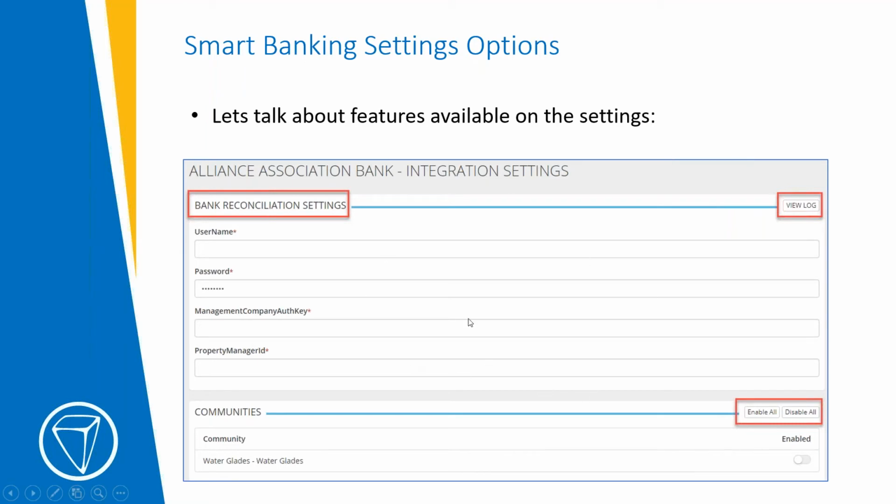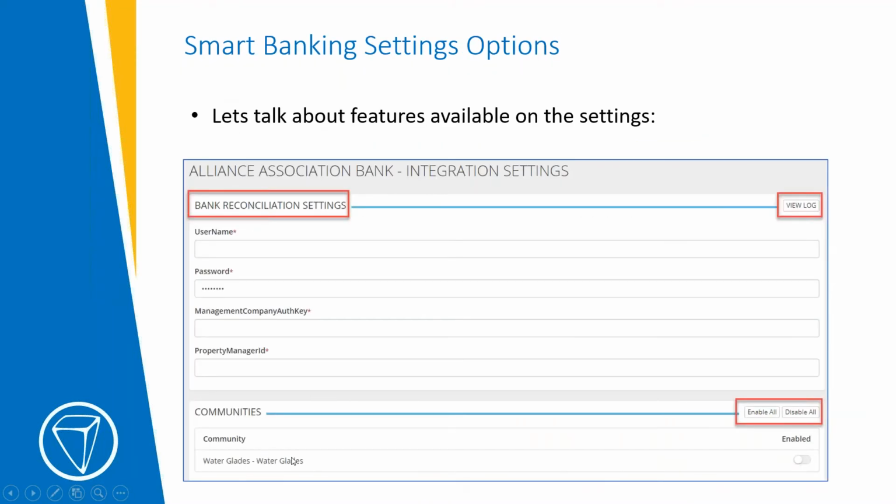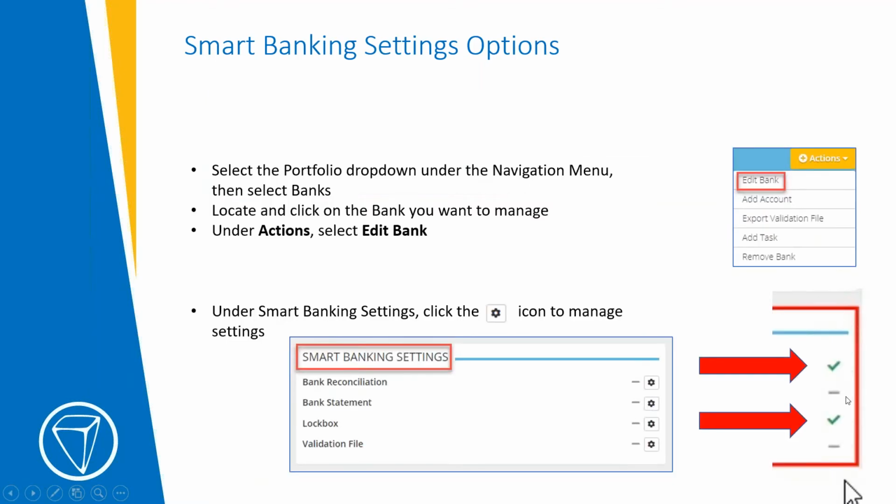And then after you fill out the username, the password, the authorization key, etc. Oh, sorry, at the bottom, you will have your communities here. Whoops, go back. Your communities, and you make sure that you enable your communities. You can enable all or disable all, or you can enable them one at a time. Remember, if you don't enable them, it will not turn them on, and so you're not completing the smart banking. And then you should have a save button or an action or save on the screen, and then that will save the settings.